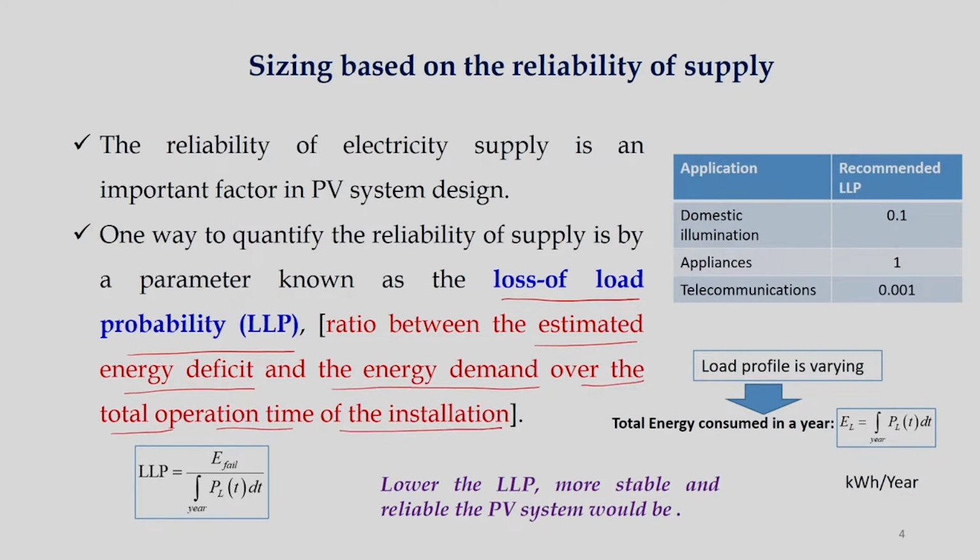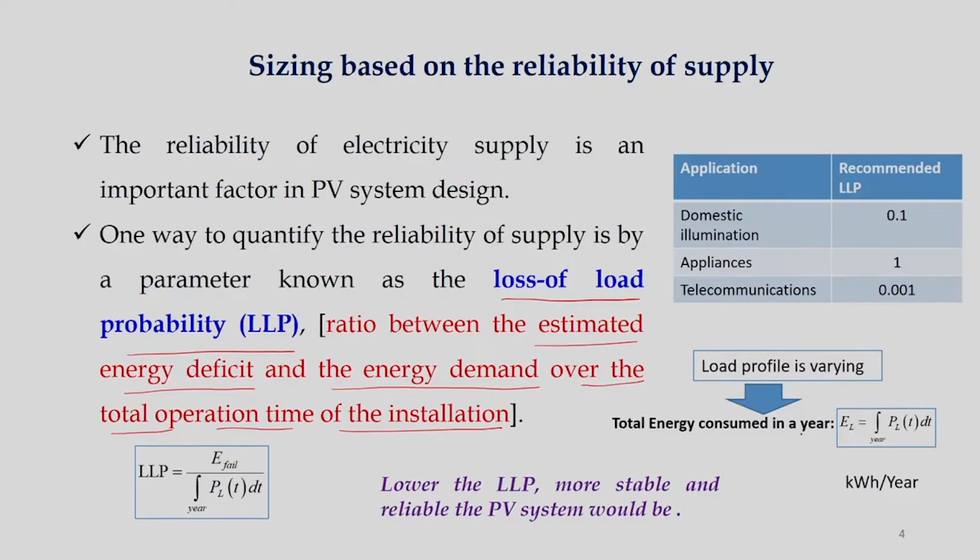In order to find this LLP, that is loss of load probability, we must know the load profile. So, for a particular day, how much energy is consumed by a particular household must be known to us while calculating this load profile. Normally, this is calculated on an annual basis. So, how much energy is consumed annually must be known to us. The total energy consumed in a year can be calculated by using this expression. Once we know this, as we already know E fail, the ratio of these two will give LLP.